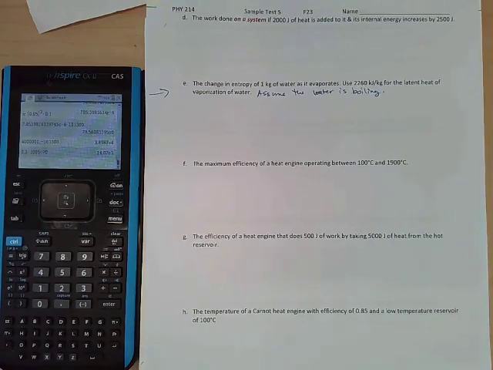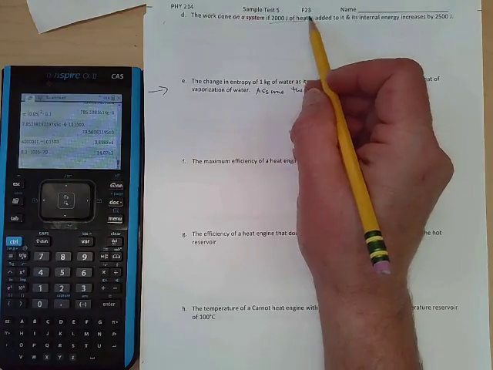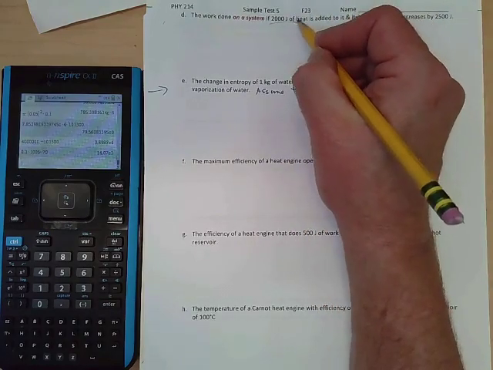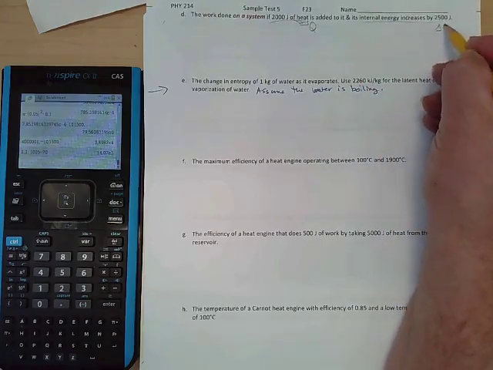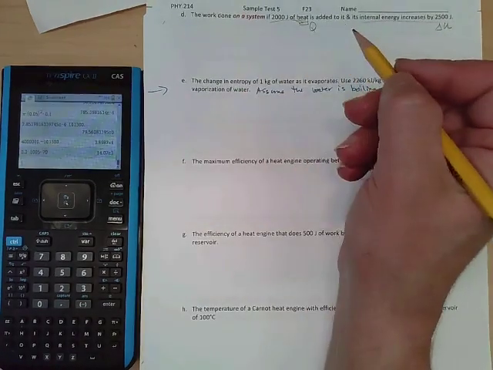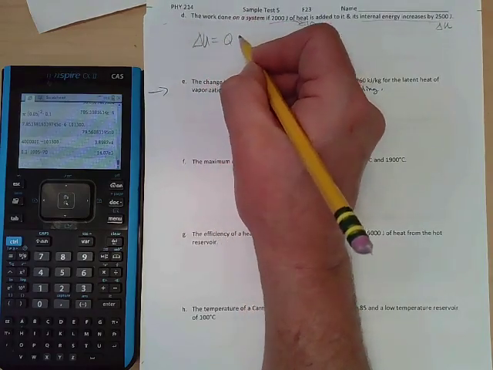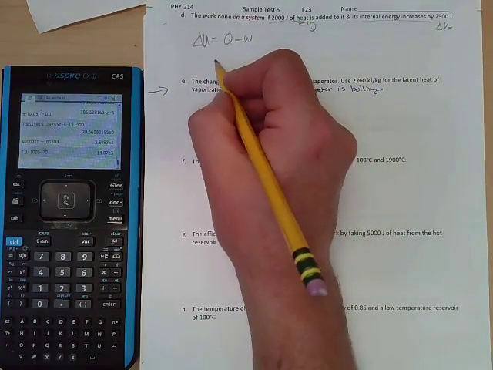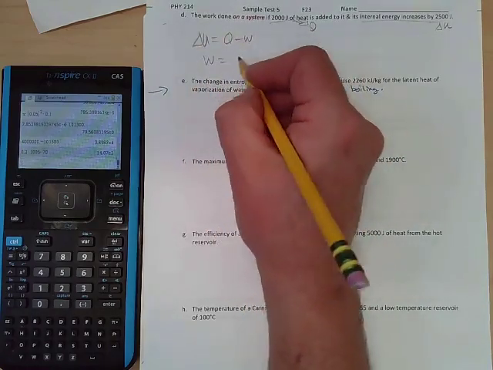The work done on a system. Looking at these problems, it's usually the work done by a system, so the on a system is going to give us a negative sign. But if Q, so 2,000 joules of heat added, that's Q, and internal energy, that's delta U. And so maybe starting at the basic, delta U is Q minus W. So we want W, solve for W, Q minus delta U.